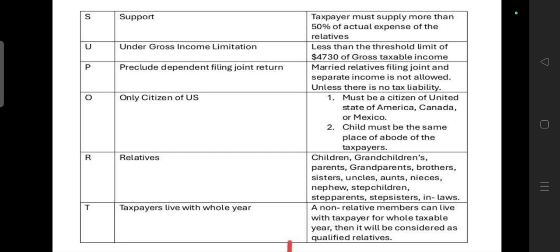There may be non-relative people, such as foster children, who are not at all my relatives. But I am running the show and bearing their expenses. If I have a girlfriend who stays with me throughout the year, 365 days, this non-relative person stays with me. I am running the show and meeting their expenses. In my hands only is their responsibility. So the government allows it, and they also come under the qualifying relatives. So this is our discussion for today, and let us sum up and have a wonderful day ahead.